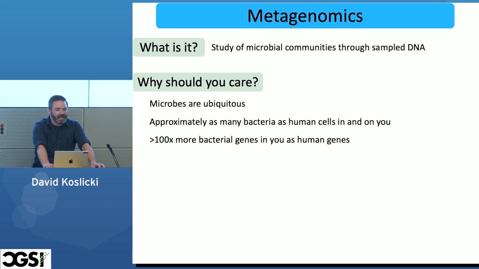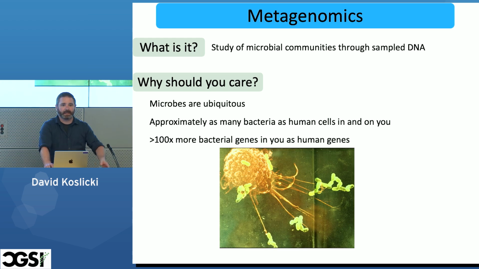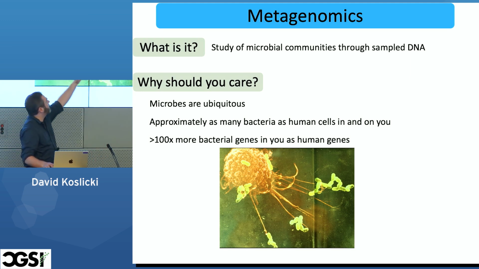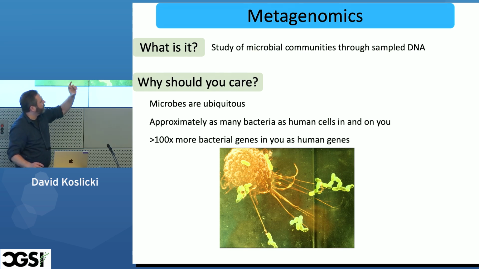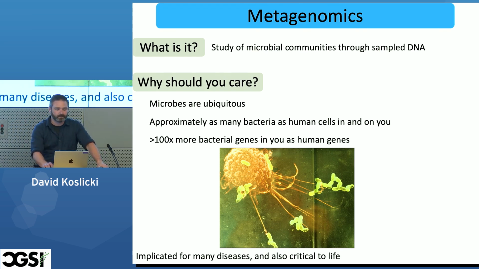And even worse than that, there are 100-fold more bacterial genes in and on you than human genes. So as you might imagine, that means that microbial communities are implicated in lots of diseases, but also some extremely life-critical processes. And the reason why this can happen, where we have so many bacterial cells in and on us, is that the microbial cells are very small in comparison to human cell sizes. So this big orange piece right here, that's a white blood cell, and around it a clump of little green guys are bacteria. Okay, so that's why you should care.